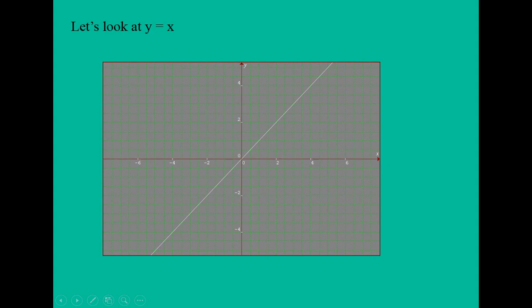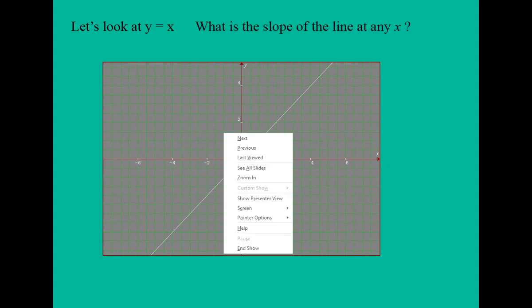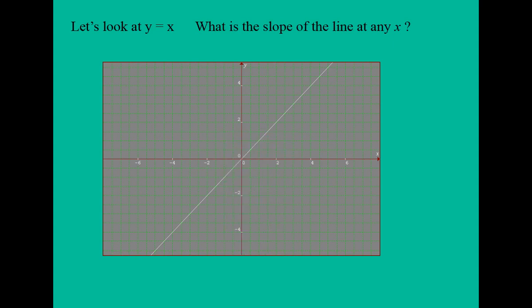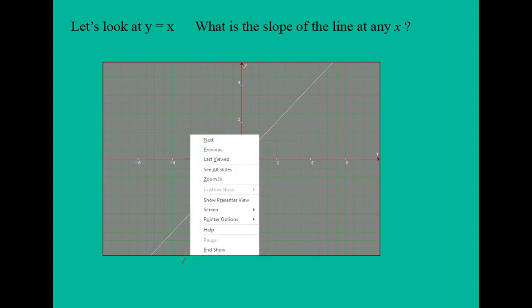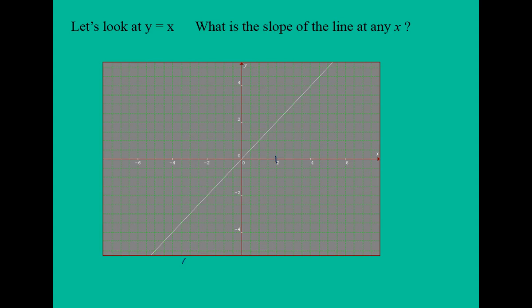Let's look at the function y equals x and do the same analysis. If we wanted to find the slope of the tangent line at any particular point, let's say we wanted to find the slope of the tangent line when x equals 2. So we draw in the slope of our tangent line, and we could calculate the slope of that line.